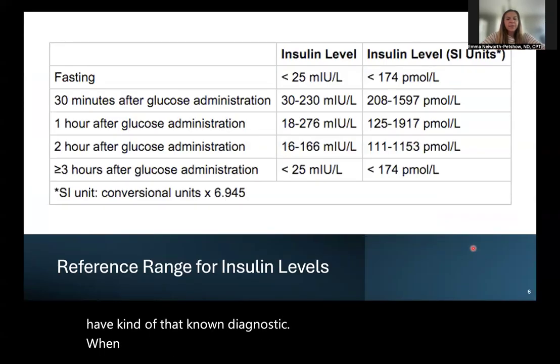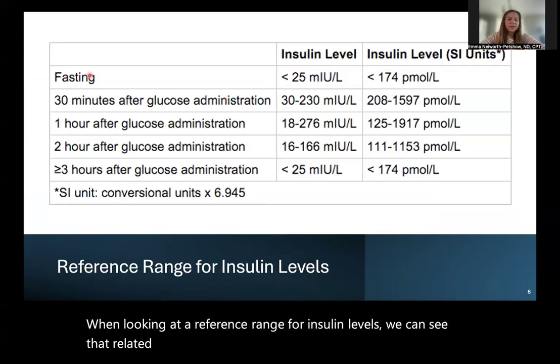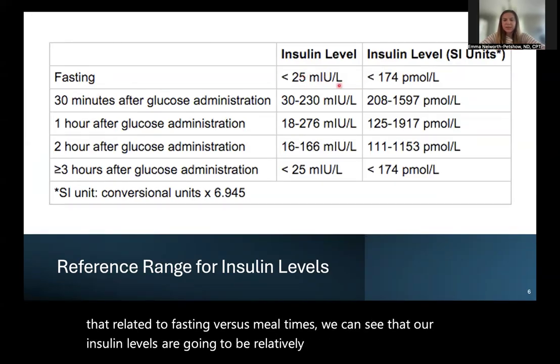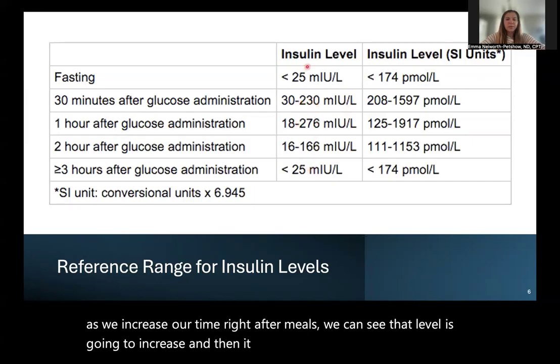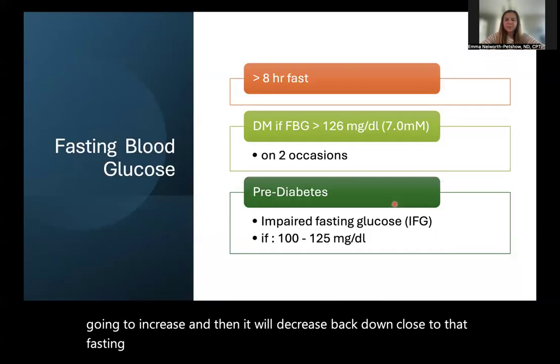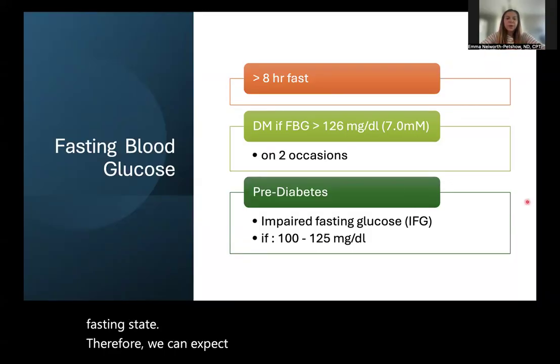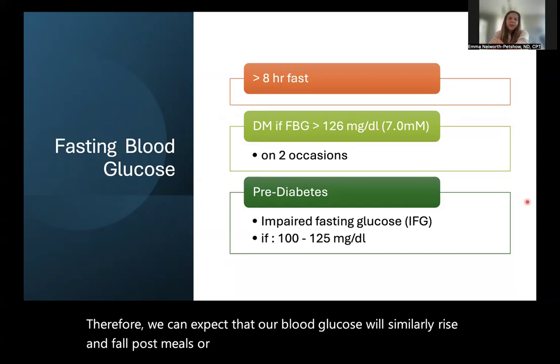When looking at a reference range for insulin levels, related to fasting versus meal times, we can see that our insulin levels are going to be relatively low in a fasting state. Then, as we increase our time right after meals, that level is going to increase and then it will decrease back down close to that fasting state. Therefore, we can expect that our blood glucose will similarly rise and fall post meals, or postprandial.